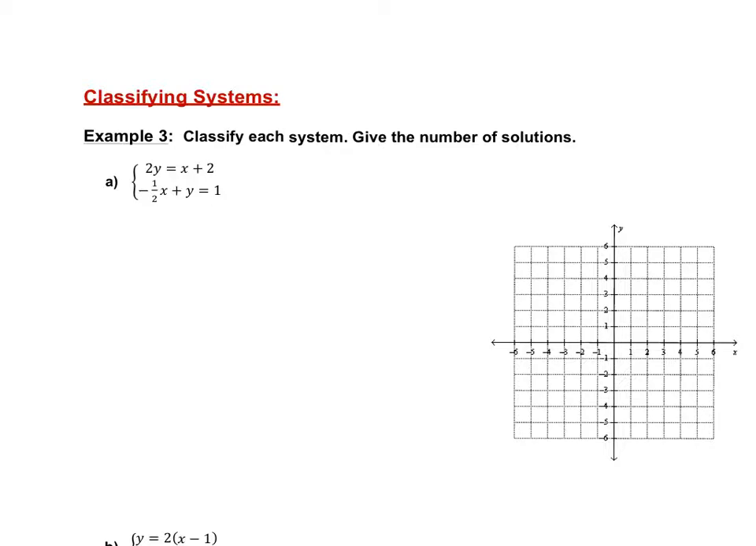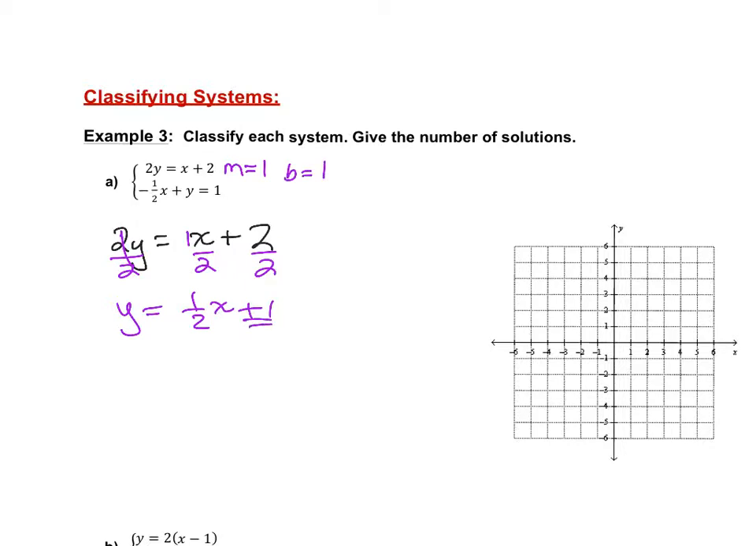And they give you the two equations, and first of all, what you need to do is identify the slope of the first one. So if you take the first equation, 2y is equal to x plus 2, and you put it in y equals mx plus b, you divide by 2, you get y equals 1/2 x plus 1, of which the slope is 1/2. The y-intercept, therefore, the b, is 1.